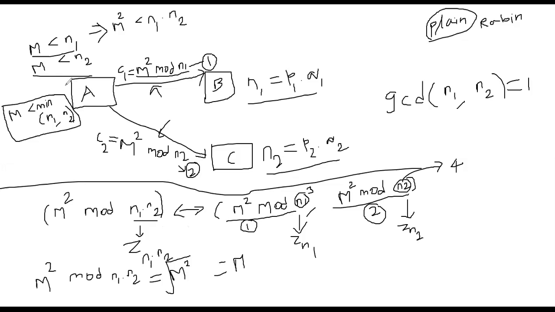But we know that M is smaller than N1, M is smaller than N2, therefore M square must be smaller than N1 times N2, right? And therefore, when you do modular arithmetic, when this number is smaller than this number, there is no reason for mod at all. It's like 5 mod 6, which is 5. So what you get out from the Chinese remainder theorem is M square. And we just take the integer square root to get M. Okay, that's the idea. So let me show you a quick demo in Python.